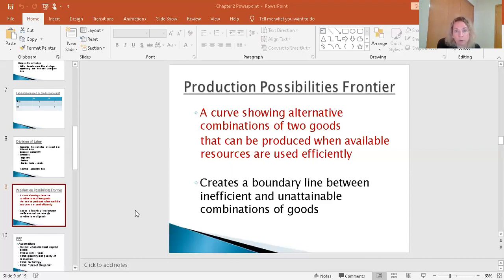So the nice thing the PPF does is it creates this boundary line between what's impossible to achieve given your current pool of resources and what is inefficient combinations of goods that could be produced with your resources. Most of us are inefficient. You and I, I promise, are not productive every minute of every day. And most companies, okay, I'm going to go out on a limb and say all companies are not efficient either with their resources. We do have a lot of waste.